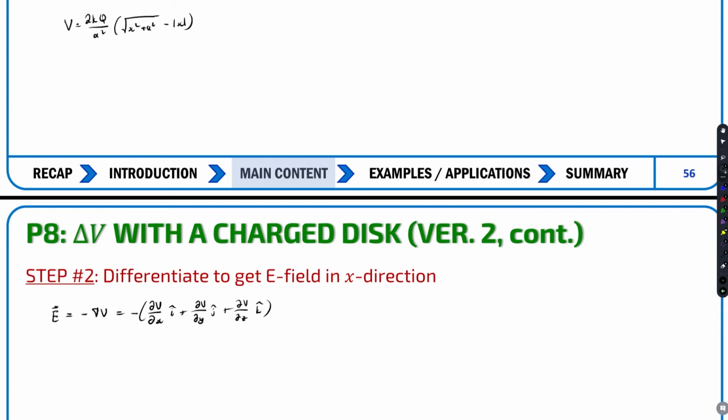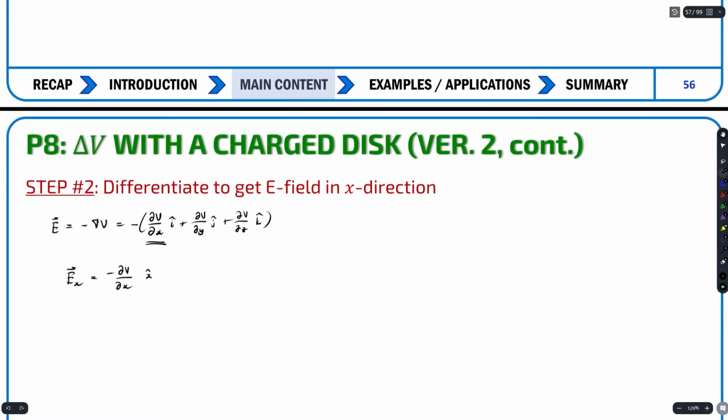We know that the y and the z components will essentially cancel each other out. So all we have to worry about would be this one. So Ex is equal to negative ∂V over ∂x in the x hat direction, since we're more used to that. Scroll down. So I'm just going to quickly point out that these cancel each other out, so we can just ignore them.